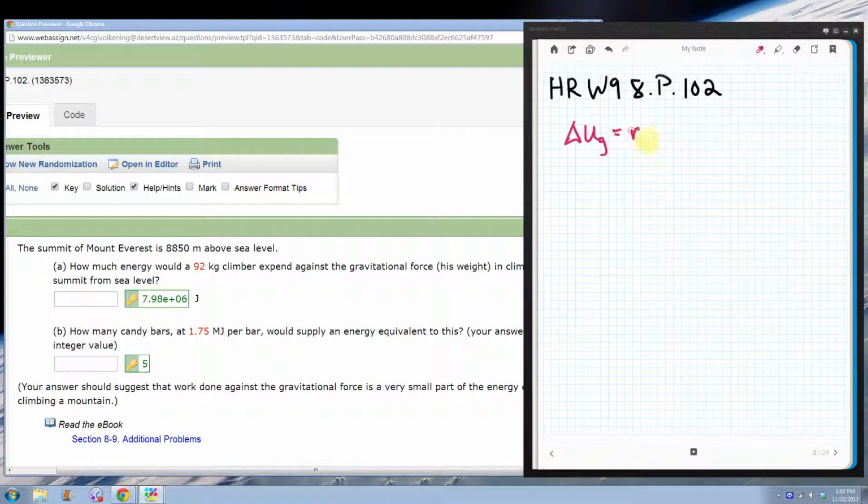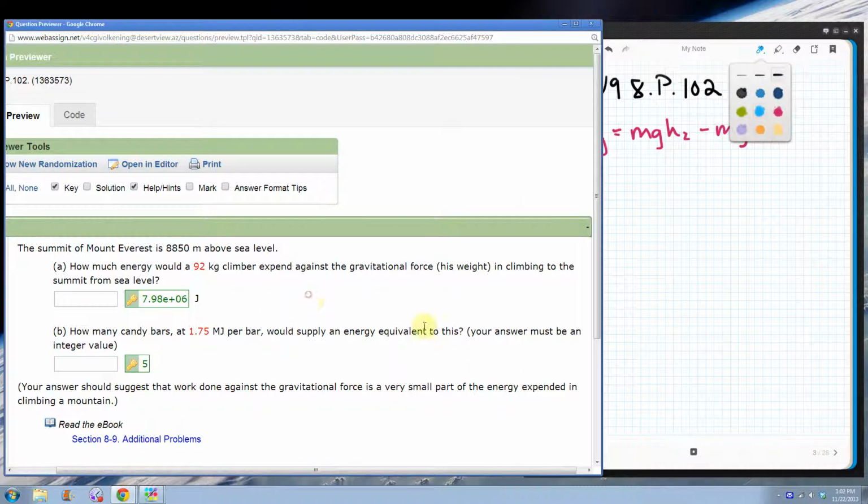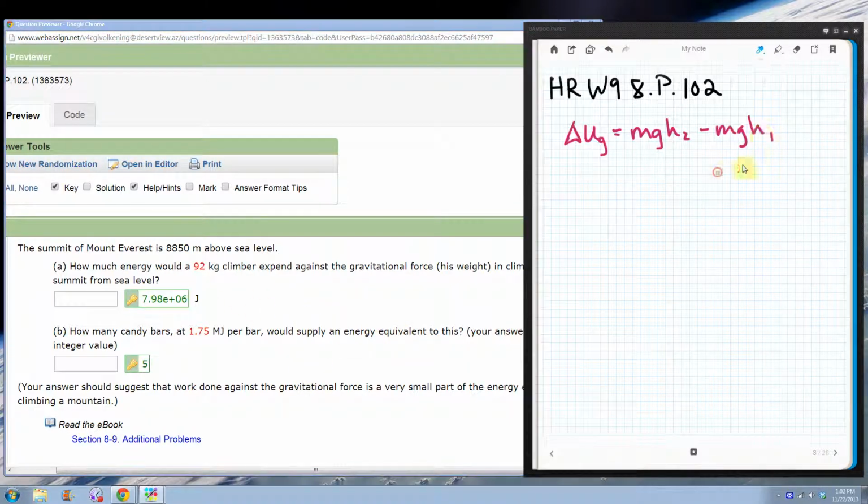So that's going to be his gravitational potential energy at the top of Mount Everest minus his gravitational potential energy at sea level. Well, at sea level we're going to say the height is 0. So basically this is 0, so this whole term is gone. I just need to do mg times the height of Mount Everest.